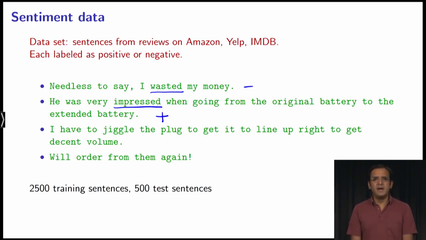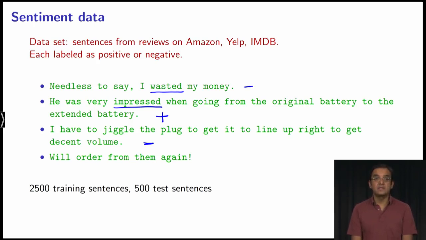The third one: "I have to jiggle the plug in order to get it to line up right to get decent volume." So that's negative. And in terms of words that really stick out, there isn't really anything. There's no single word in there that's completely negative. So that one's a little bit tricky.